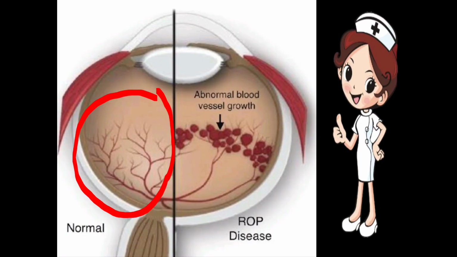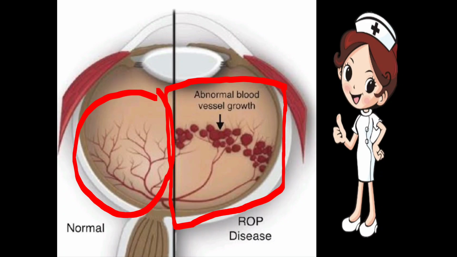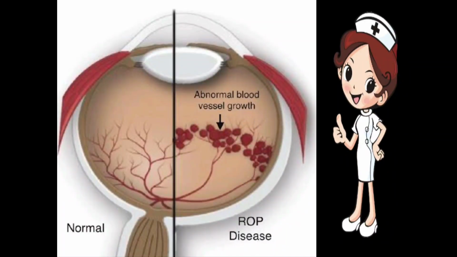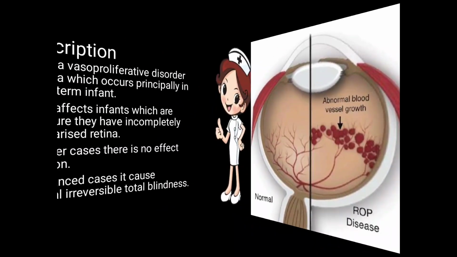Now if you can see the retinal structure, this one is the normal retina in which the normal growth of the blood vessels occurs, and this one is the abnormal growth of blood vessels. Here the blood vessels start growing, they become too weak, and there is a leakage or clots of blood. So in this way the blood vessels grow in case of the ROP disease.